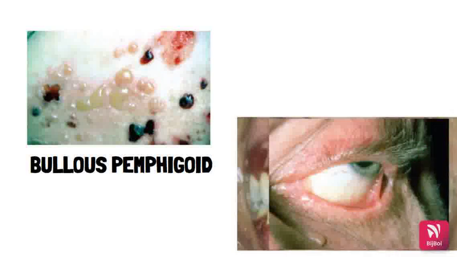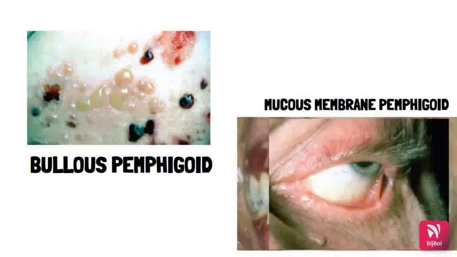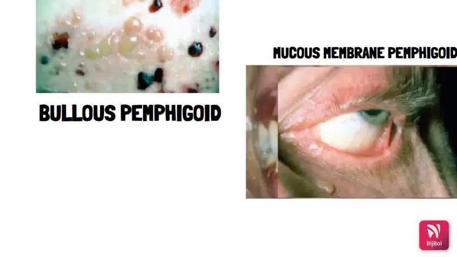In the third picture, we are seeing symblepharon, a typical ocular lesion seen in mucous membrane pemphigoid, in which there is adhesion of the eyelid to the eyeball. Ankyloblepharon is also seen in some cases, wherein there is adhesion of the edges of the eyelids. This may lead to narrowing of the palpebral fissures.